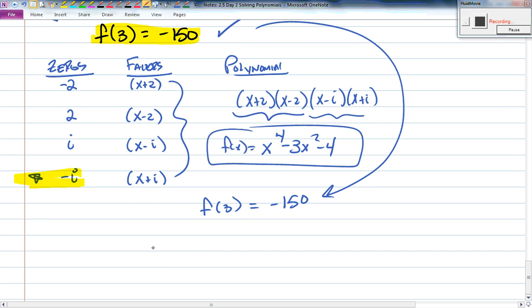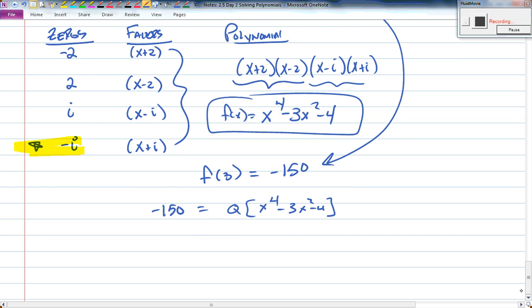So what does that mean? That means that when I plug in a 3, I need to get out negative 150, right? So negative 150 equals, but if you'll notice, if you plug a 3 into that, you don't get negative 150 out. You get something else out, don't you? So what we have to do is generate, I'm going to call it Q, times x to the 4th minus 3x squared minus 4, because I need to multiply it by a factor in order to get it.